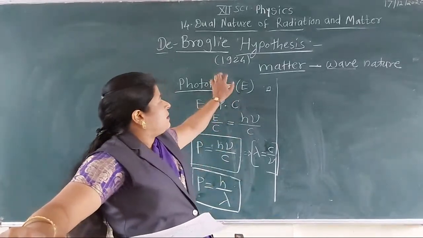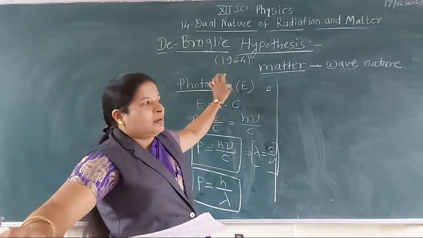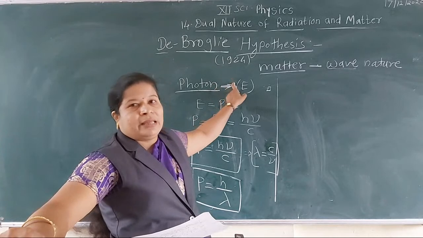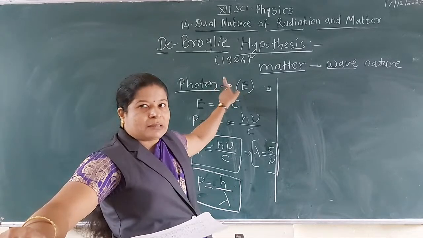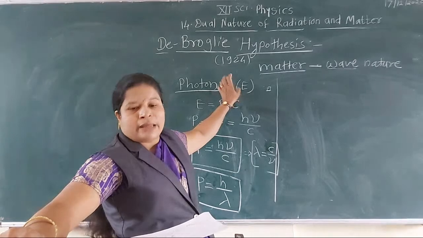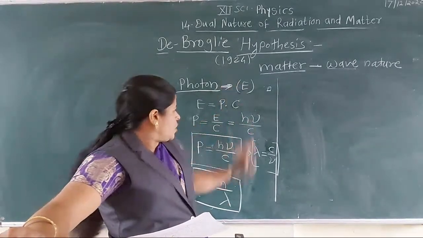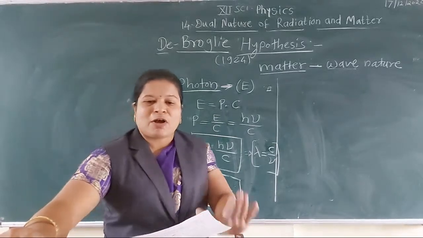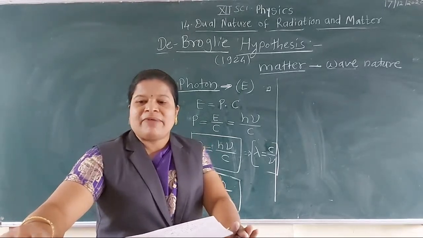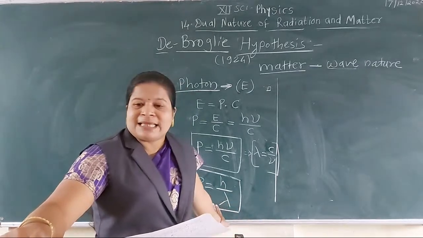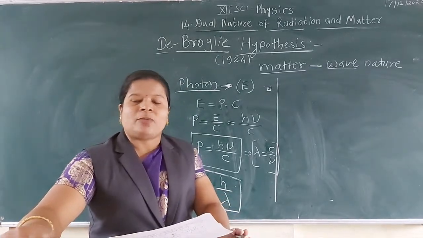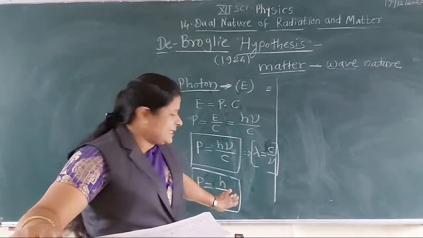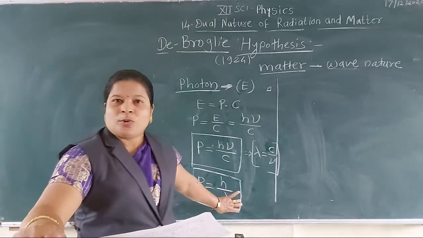I write here that nature exists in symmetry. So P is equal to h divided by lambda. De Broglie suggested that the wave and particle properties of matter can also be described by this equation for a photon.